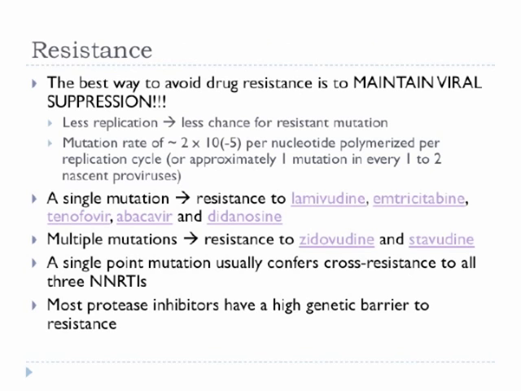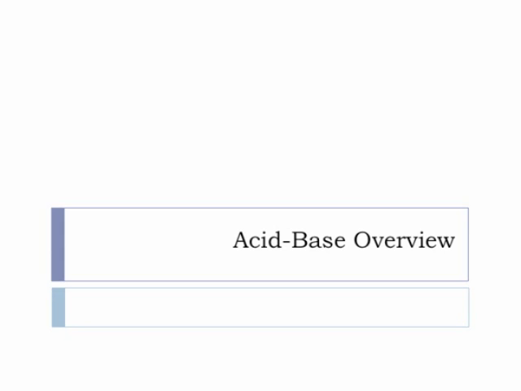Sometimes a single mutation can lead to resistance to nucleoside analogs, but sometimes it takes multiple mutations for certain analogs such as zidovudine and stavudine. A single mutation can actually wipe out all the non-nucleoside reverse transcriptase inhibitors, so that's pretty scary. But the good thing is that most protease inhibitors have a high genetic barrier to resistance, so it takes a lot more mutations for them.